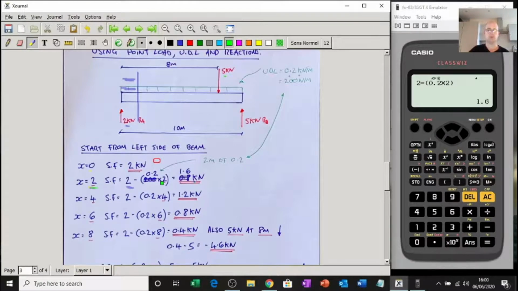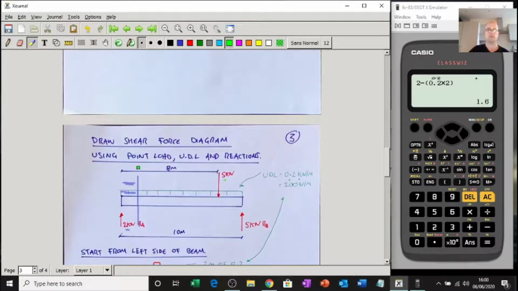2, 2. X equals 4. So it's just straightforward. We'll just carry on now with the numbers. So at x equals 4, which is going to be this, so it's going to be there somewhere.